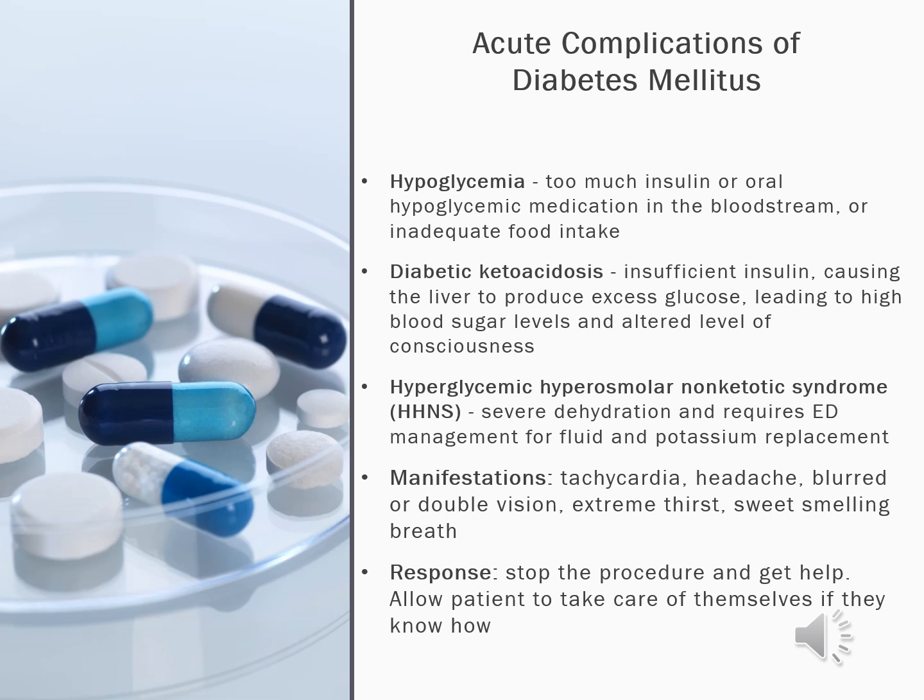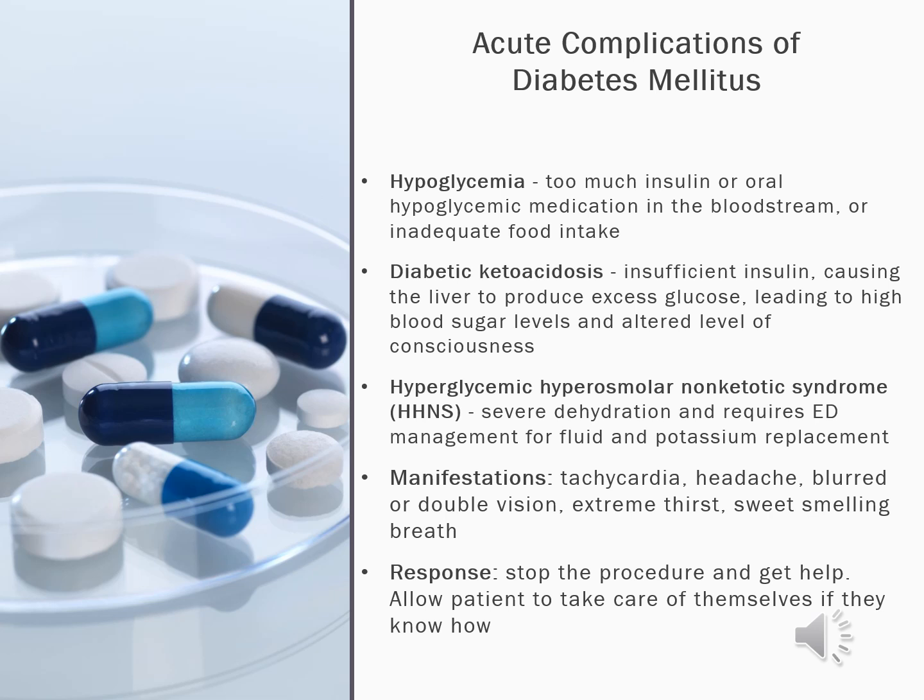Acute complications of diabetes mellitus include hypoglycemia, which occurs when there's too much insulin or oral hypoglycemic medication in the bloodstream or inadequate food intake. Symptoms develop rapidly and can lead to a coma if not treated promptly. Treatment involves giving high sugar foods like candy or orange juice.